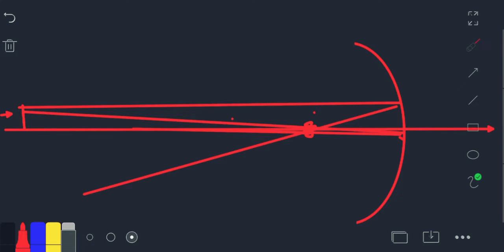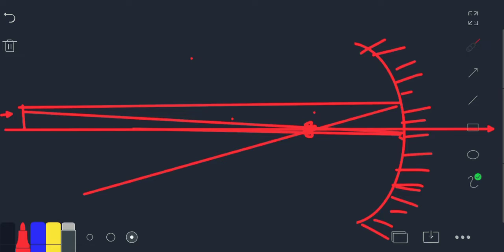The image is very small, a point image. Okay, point image. So this is our last ray diagram, and it is a very important ray diagram. Okay, students, maybe here it is not perfect, and if you draw according to the rules, then it will be very much perfect.